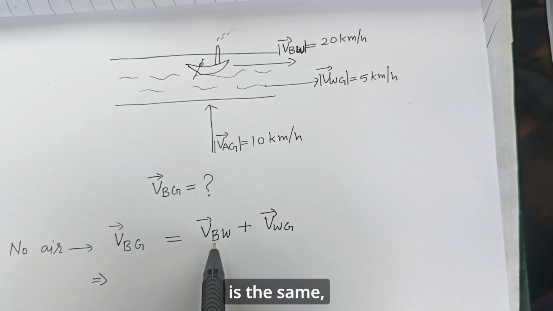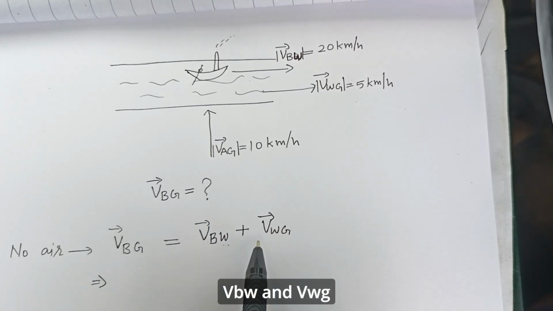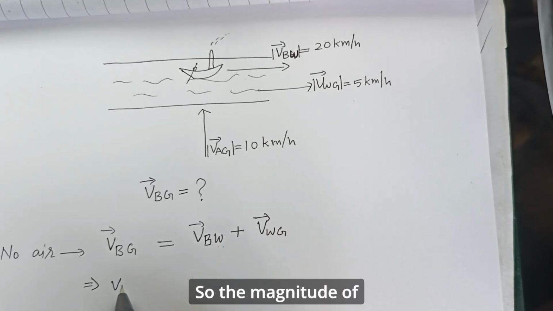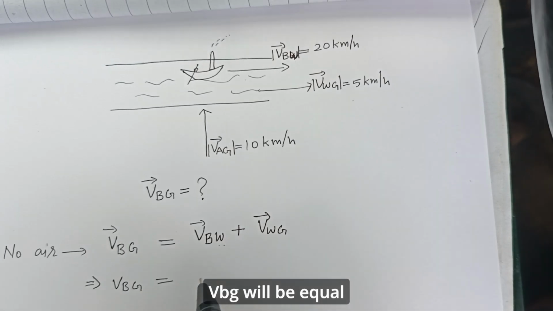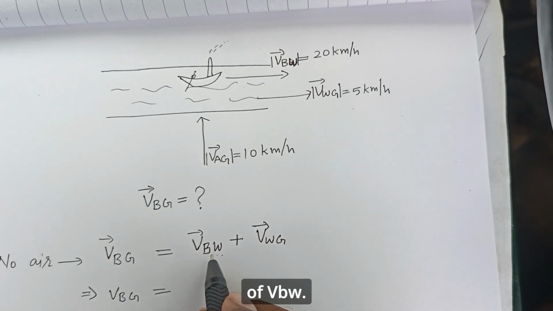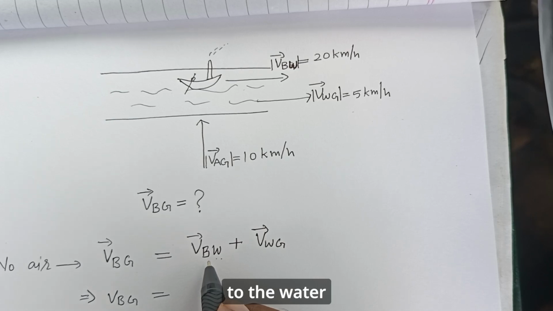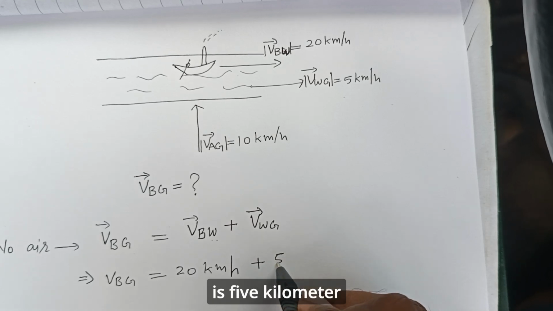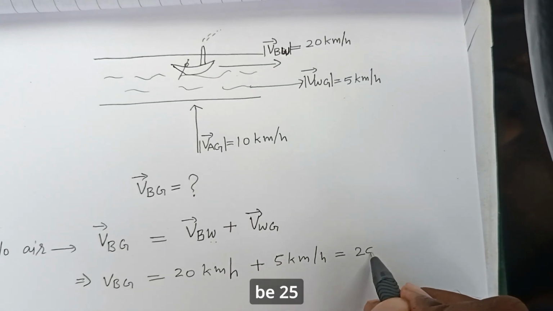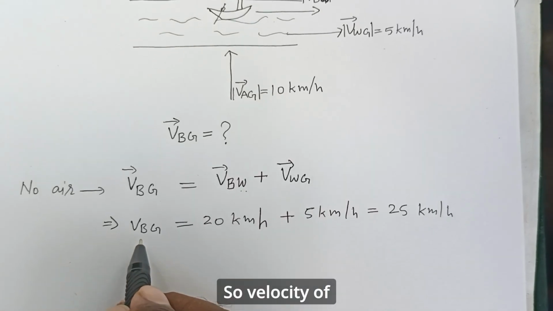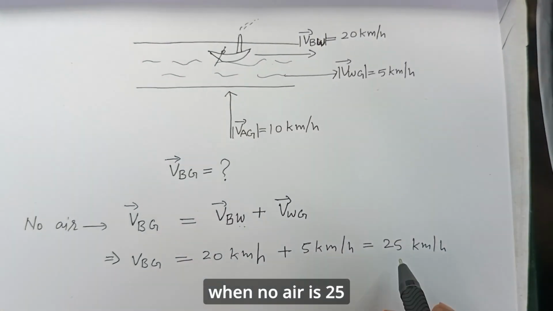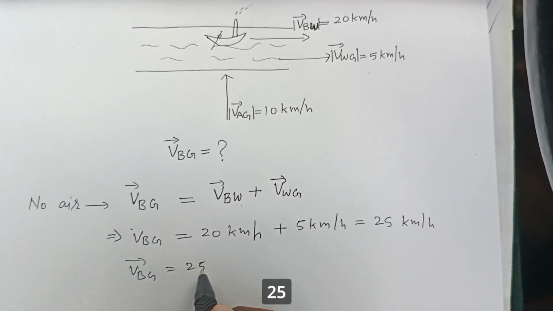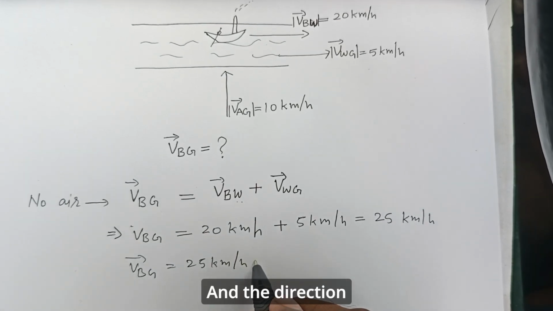Since VBW and VWG have the same direction, we can add them directly. So the magnitude of VBG will be equal to the magnitude of VBW, that is 20 km per hour, plus the velocity of water with respect to the ground, 5 km per hour, and this comes to 25 km per hour. So the velocity of the boat with respect to the ground when there is no air is 25 km per hour, and the direction is this direction.